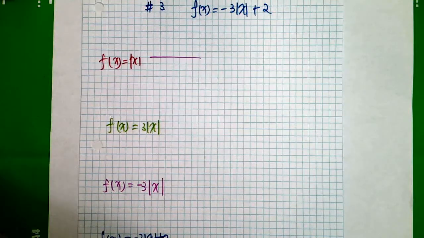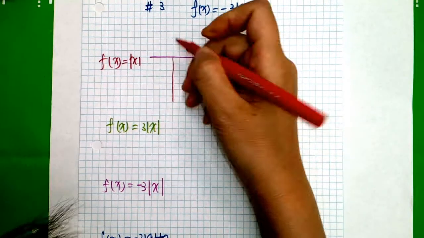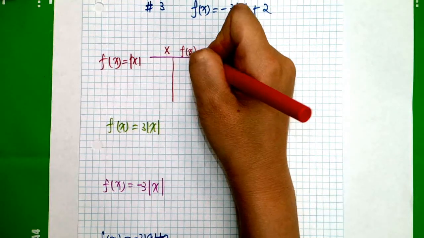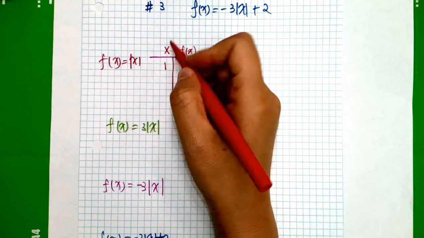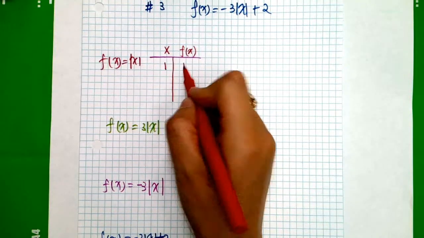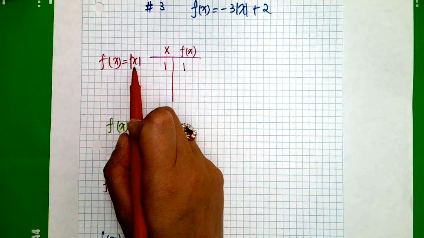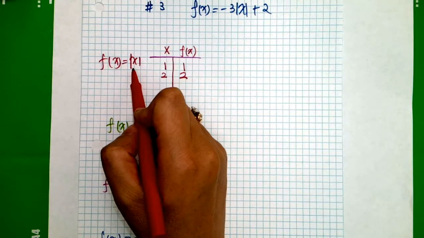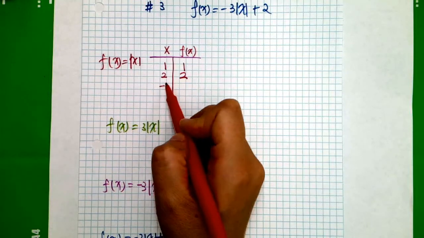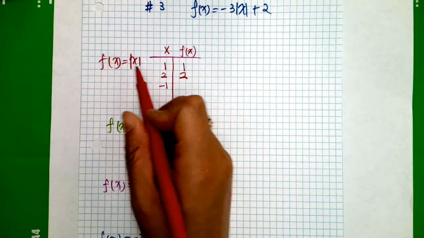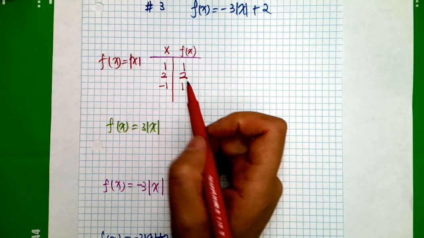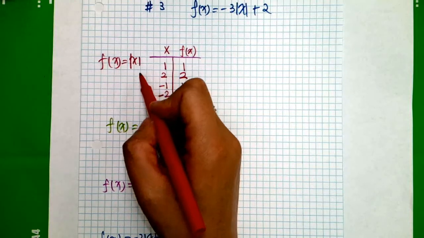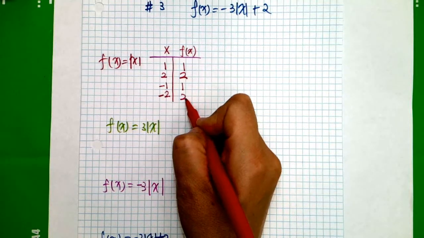I use the same color. I have my x coordinate. I will have my y coordinate. When x equals 1, absolute value of 1 is 1. When x equals 2, absolute value of 2 is 2. When x equals negative 1, absolute value of negative 1 is positive 1. When x equals negative 2, absolute value of negative 2 is positive 2.